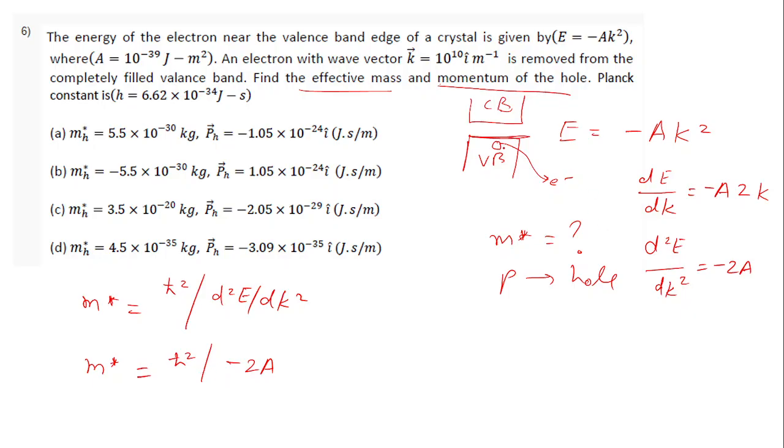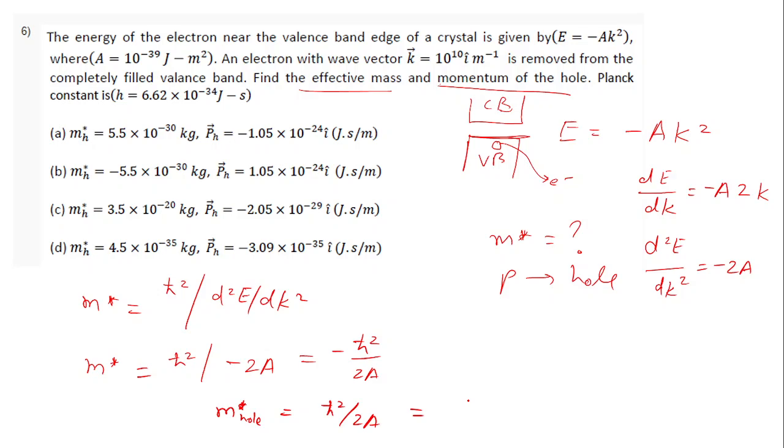Now, I told you the hole will have everything the same, only the signs will be reversed. So this was for effective mass of electron. Effective mass of hole will be h bar square divided by 2a. And in magnitude we have to find out, we know h, we know a is given.